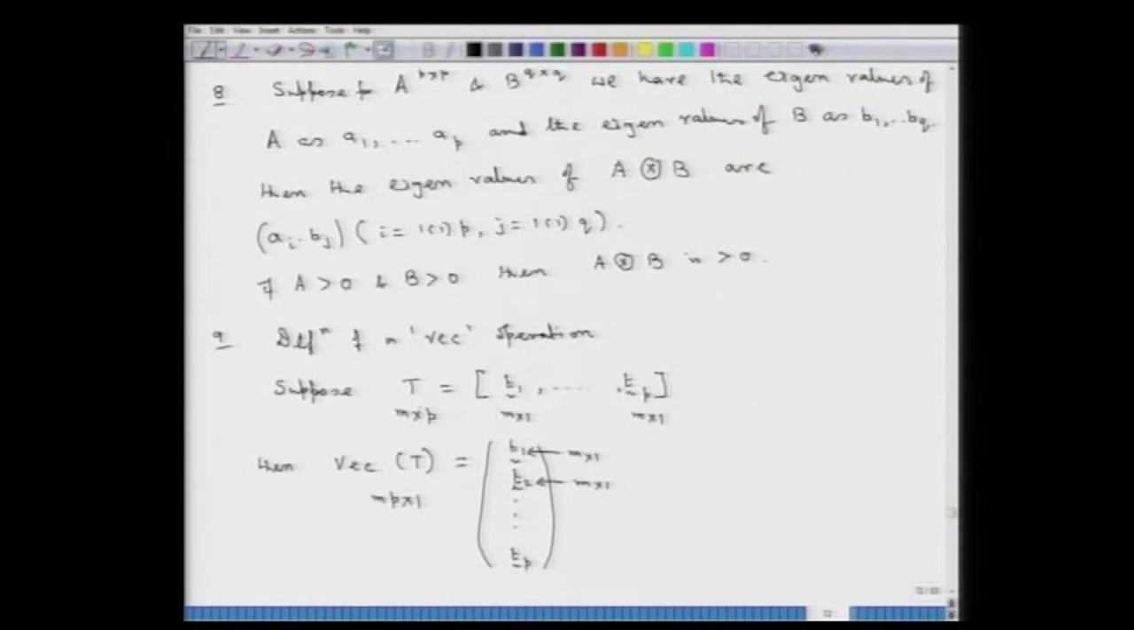And thus giving us the VEC of this particular T matrix. Now this would be particularly useful when we are immediately going to define what is a matrix normal distribution. We will use this heavily. Now if this is a VEC operation, then the following result concerning the Kronecker products also holds true.